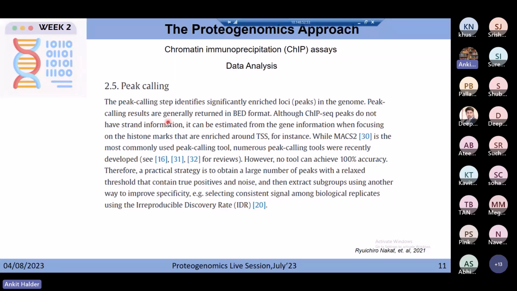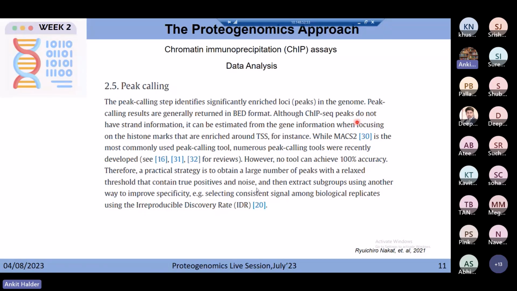Peak calling results are mostly written in the BED format. It gives strand information and gene information with the histone marks that are enriched around the TSS, the transcript start site. Mostly the histone marks are enriched around your transcript start site. MACS2 is one of the very frequently used peak calling tools to identify those peaks, or to find out the significantly enriched loci in the genome.